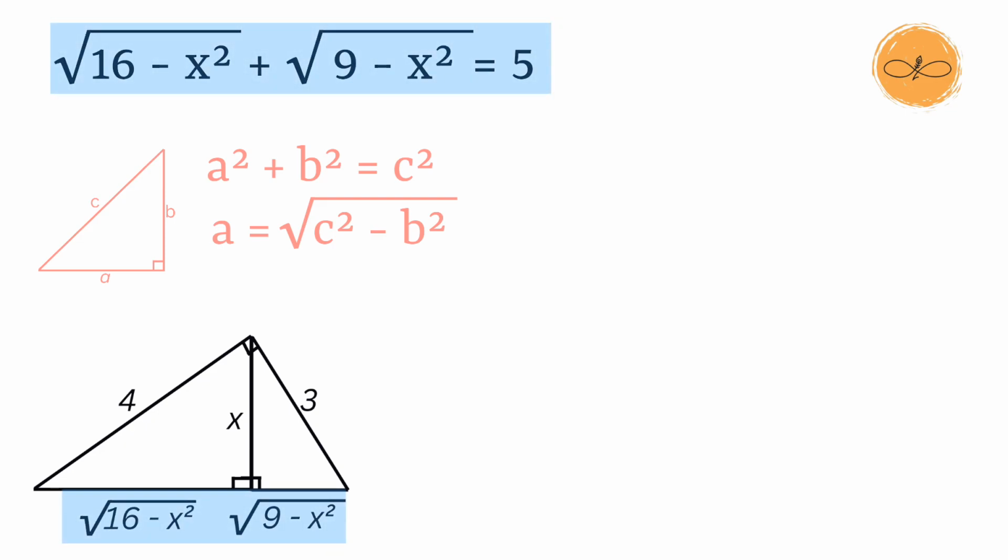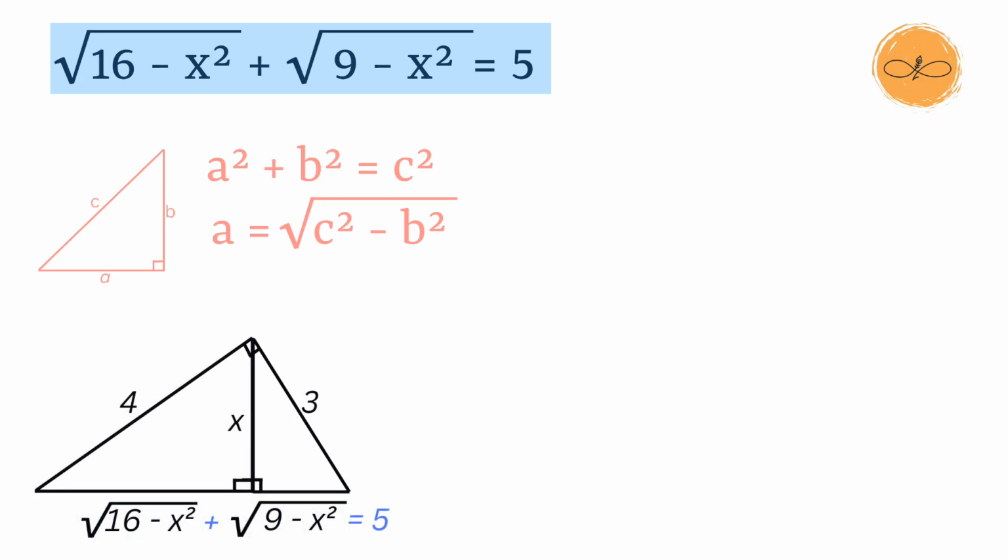Now you can see that on the bottom we have the first term plus the second term, and it must be equal to 5, as mentioned in the question. So now if we take the area of this big triangle, we will find the value of x.